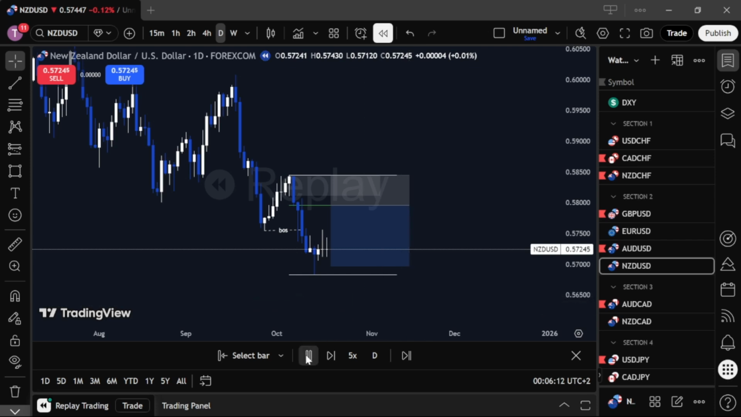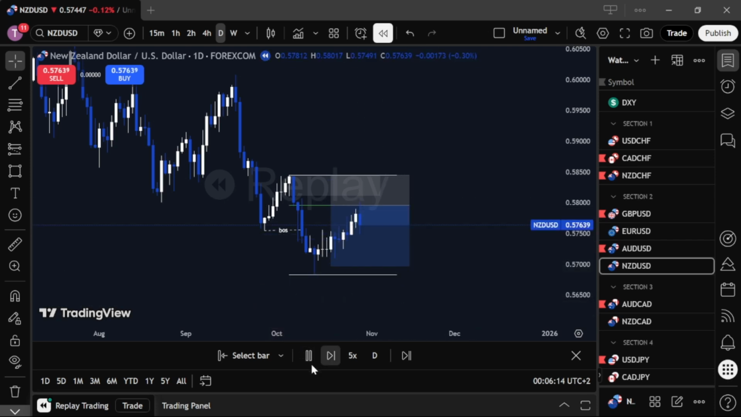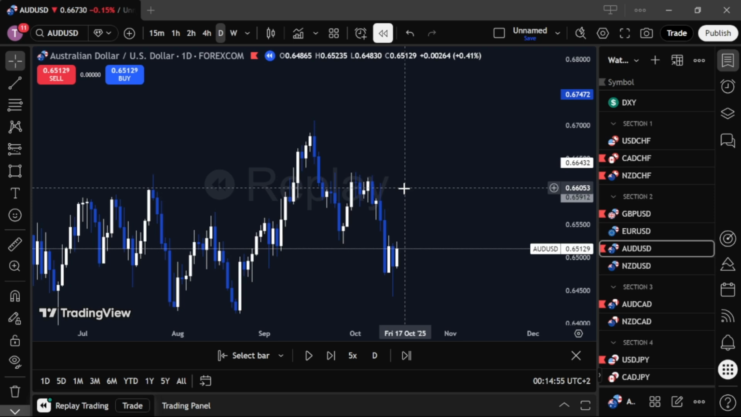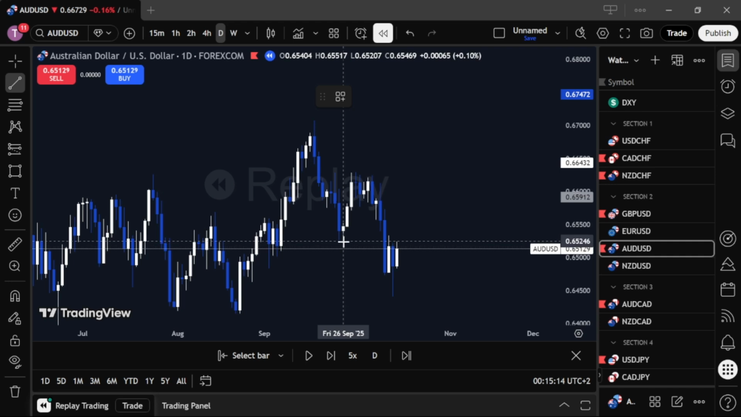Then I wait for the market to come back to my entry, and as you see, we got triggered and hit TP. Okay, so the second trade was also taken on October but on the 28th, and it was taken on the AUD USD pair, of which also it was a sell setup which looked similar to the previous one.